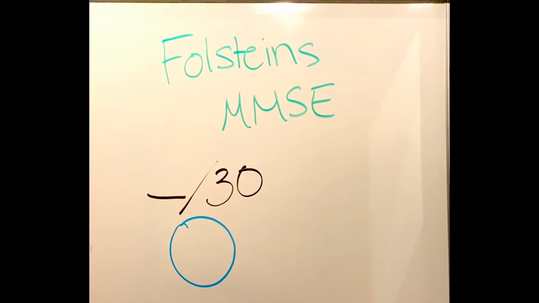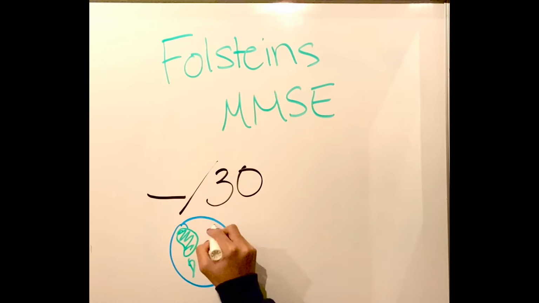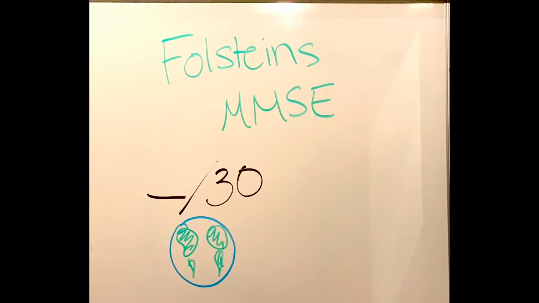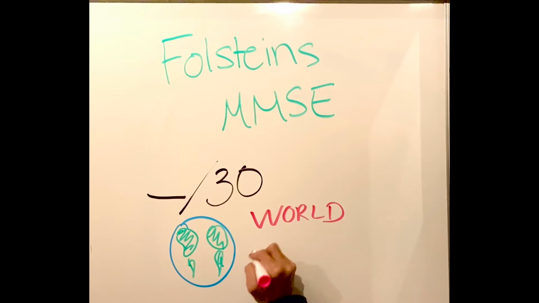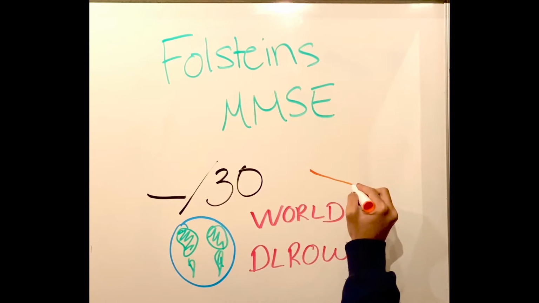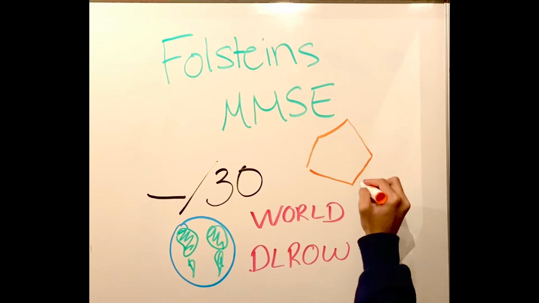Some questions that are asked are about locations, as in where are we. This includes the room, floor, hospital. Other examples of questions are spelling the word world forwards and backwards. And another question is having the patient copy a simple design of certain overlapping shapes.